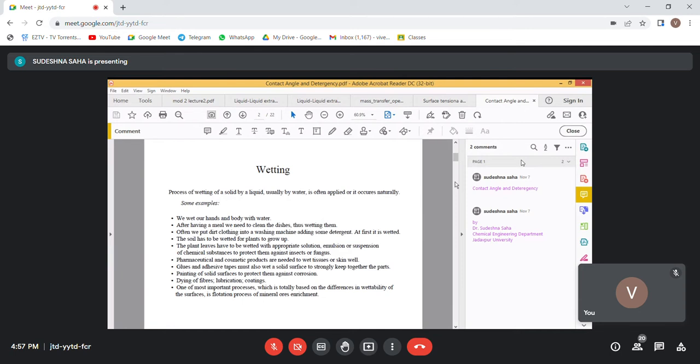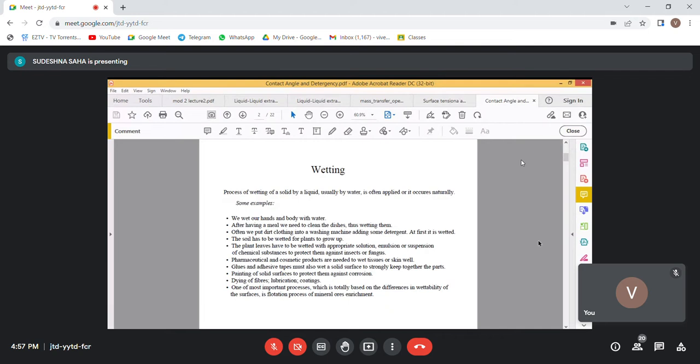We will now move to one phenomenon which is very, very important for our daily life, as well as from the point of view of colloid chemistry. That phenomenon is known as wetting, and the process of wetting of a solid by a liquid, usually by water, is often applied or occurs naturally.